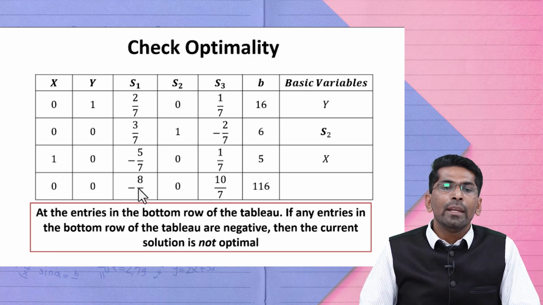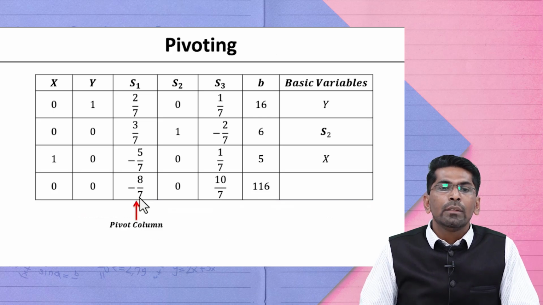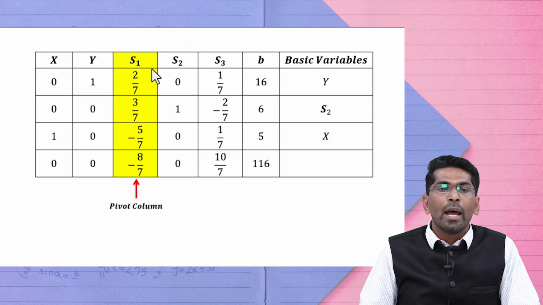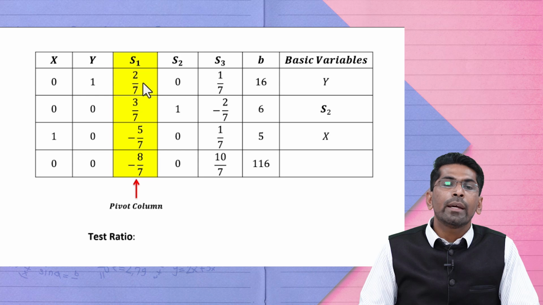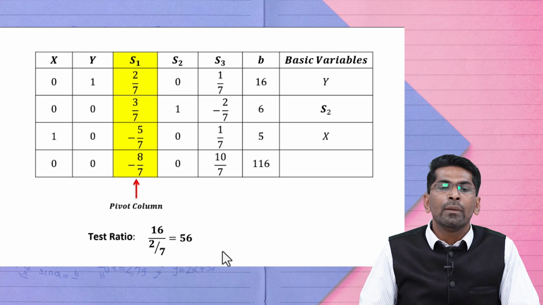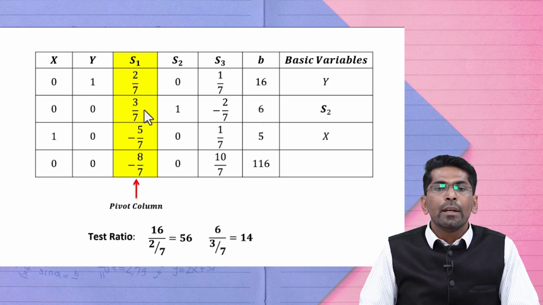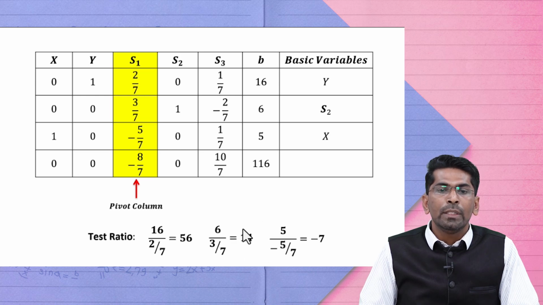Of course minus 8 by 7 exists here. This 8 by 7 now becomes the pivot column. After identifying the pivot column, I am highlighting it here. The next step is to calculate the test ratio. How will we calculate the test ratio? It is 16 divided by the corresponding value in the pivot column. So it is 16 divided by 2 by 7 which is equal to 56. 6 divided by 3 by 7 which is equal to 14. 5 divided by minus 5 by 7 which is equal to minus 7. Out of these, the lowest positive value is 14.